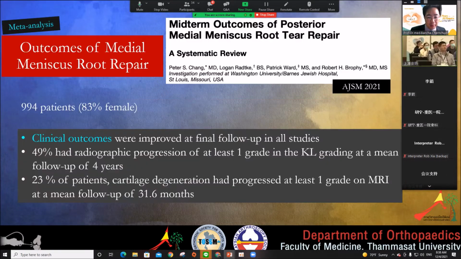So how about the root repair outcome? A meta-analysis found that the root repair outcome improved in all studies, but 50% still had X-ray progression. Even though the clinical result is better and the meniscus heals, about 50% still progress at least 1 grade of KL at 4 years of follow-up.